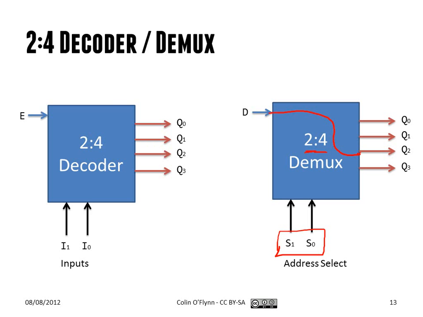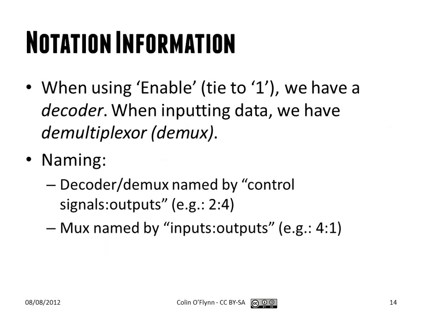We also will call something a decoder. With a decoder, we basically just have an enable line, which we tie to 1. So this is enable. The decoder is just picking, the inputs are now here. So with the decoder, we have these inputs. And it sets high, basically, whatever is the output line corresponding to that binary number. So I'll use that example in a second. Again, if there's the enable line, we're just tying it high, we have a decoder. If we're actually inputting data that's being routed, that's when we have the DMUX.